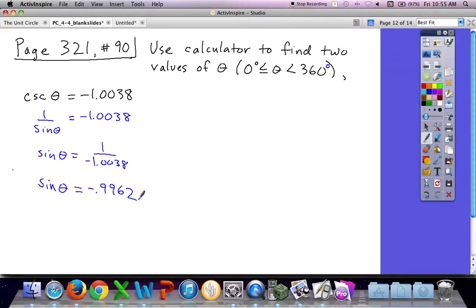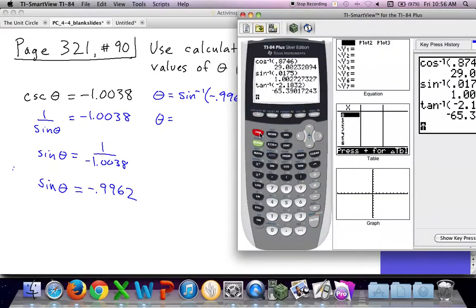Okay, now how can I find the theta? Sine inverse, right? Theta equals sine inverse of negative 0.9962. Theta equals negative 85 degrees. Okay.